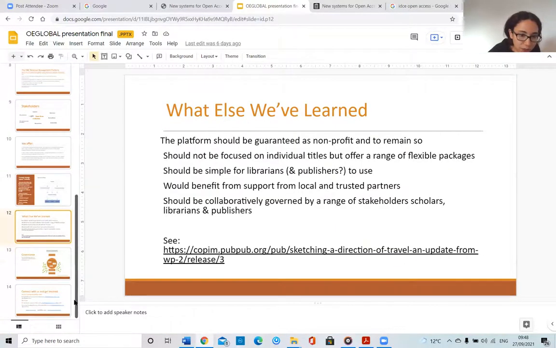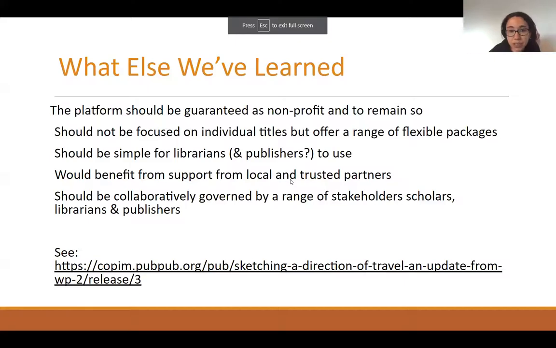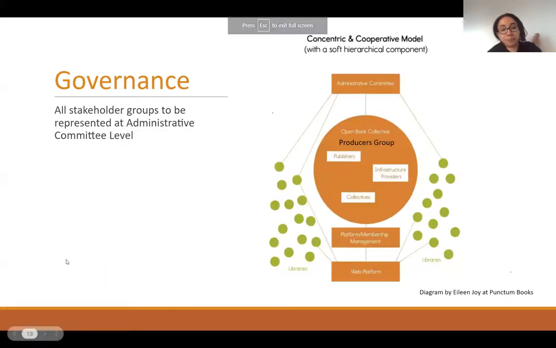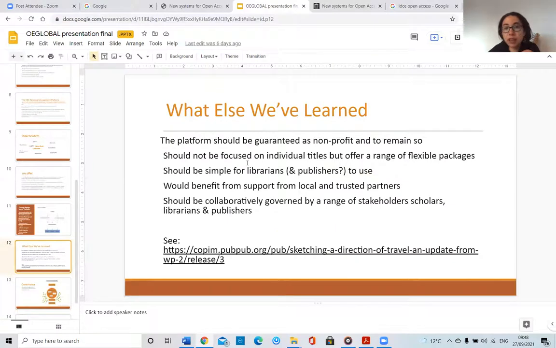It should not be focused on individual titles, but offer a range of flexible subscription packages. I've done it again. So it's unlike Knowledge Unlatched or similar ventures in that way. It should be simple to use. The main thing that librarians are telling us is that they don't have time to compare all these different initiatives and decide what's the support. We already are meeting this idea of having support from local and trusted partners, and it should be collaboratively governed.